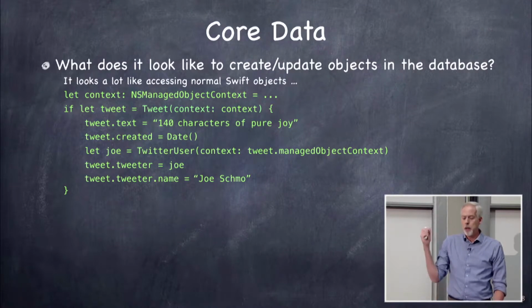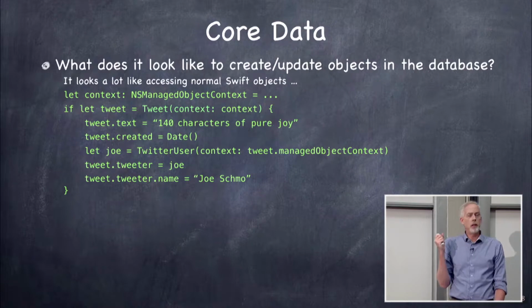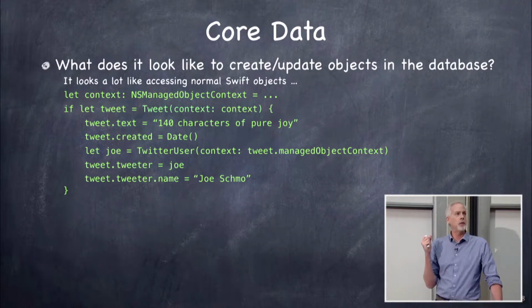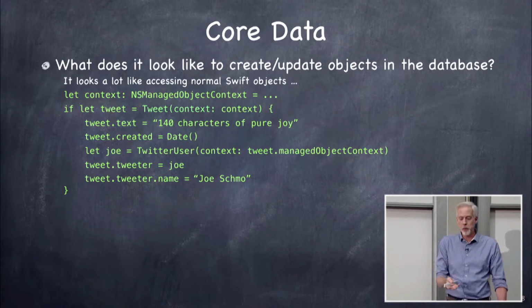So here, for example, I'm creating a tweet, and the only argument to the initializer there is the context, which is basically the database to put it in. But then if I want to set the text of the tweet, I just say tweet.text. It looks just like Swift. Tweet.created equals a date. Okay?